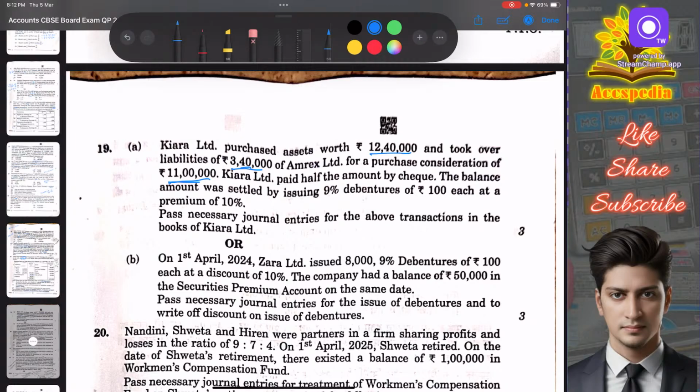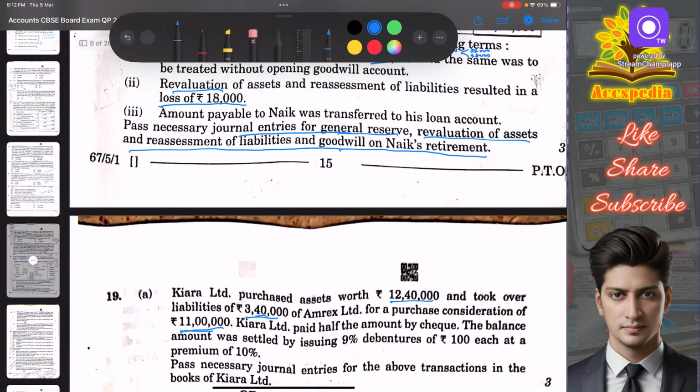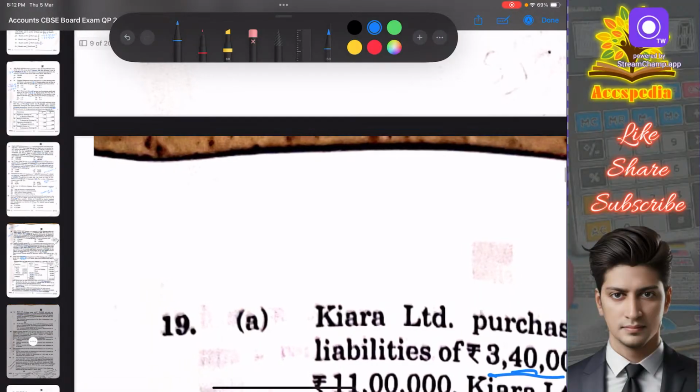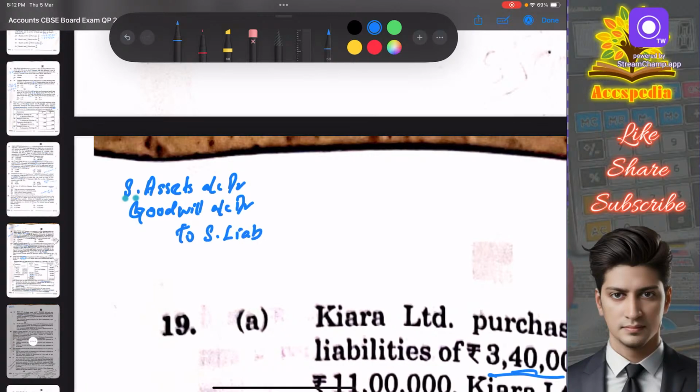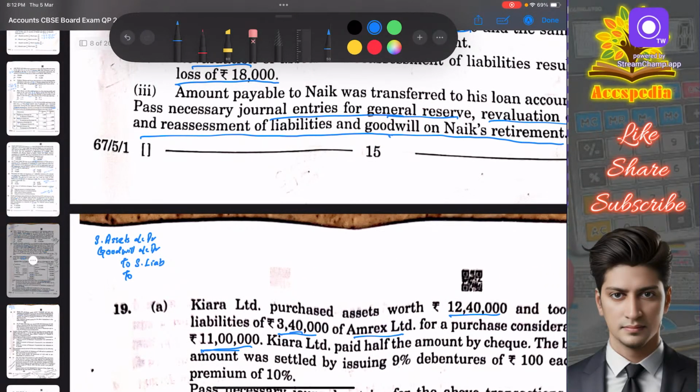Kiara Limited paid half the amount by check, and the balance amount was settled by issue of 9% debentures. Can I write here? Okay, I'll write here itself. Journal entry for this: they did not name the asset, so I will write sundry assets. Sundry assets account debit, as we calculated, goodwill, to sundry liability to the vendor, Amrex Limited.